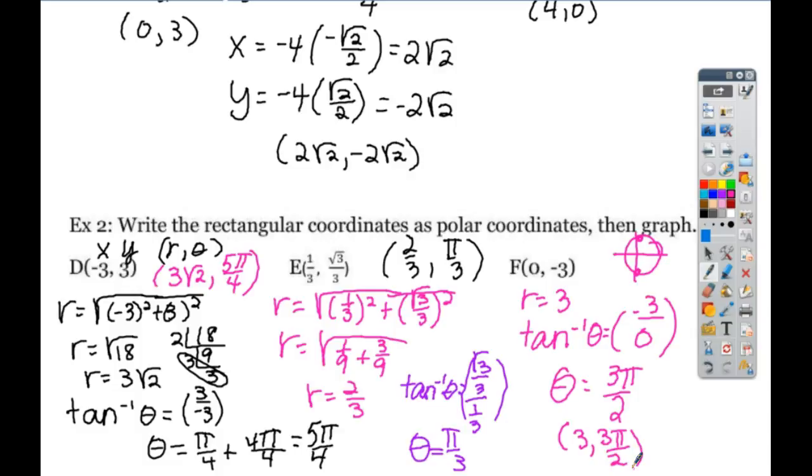So we get undefined in two places. You get undefined at pi/2, but it's also undefined at 3 pi over 2. So if this was 0, negative 3, then it's at 3 pi over 2. If it was 0, 3, it would be pi over 2.